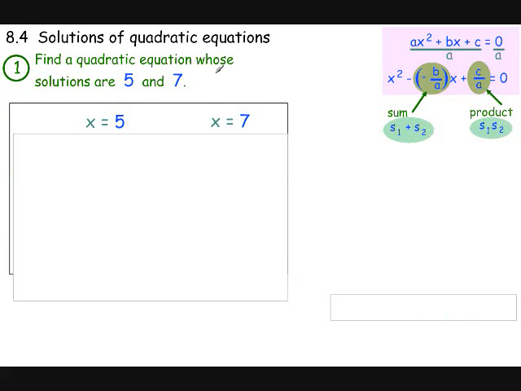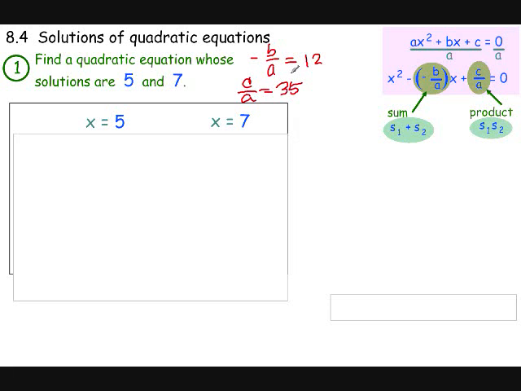Oh, this is more like it. No, this I really like. Find a quadratic equation whose solutions are 5 and 7. Okay. So the sum of solutions is equal to negative b over a. And what is the sum of the solutions? It's a positive 12. The product of the solutions is equal to c over a. And we know what that would be. If we multiply these two together, we get 35.